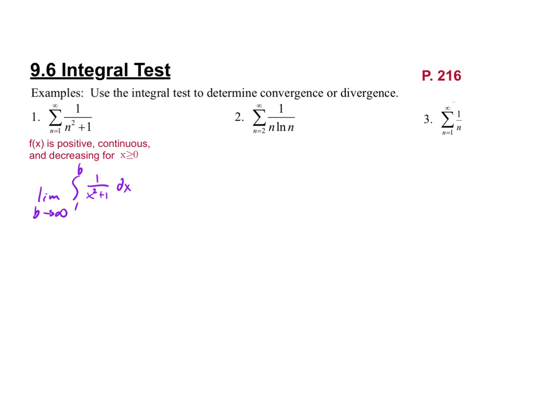Hopefully you remembered this is a special one. You can't just really straight up integrate it. This is one of our trig integrals. Do you remember which one? Well, it is the arctangent. Okay, so this is the arctangent of x, or the inverse tangent of x, and we're going to integrate that from 1 to b.